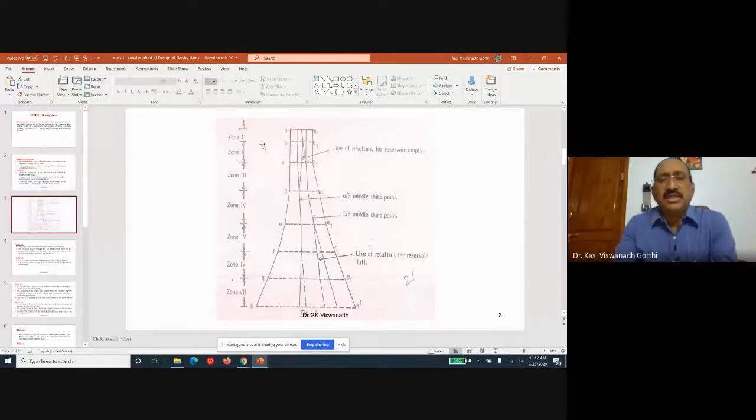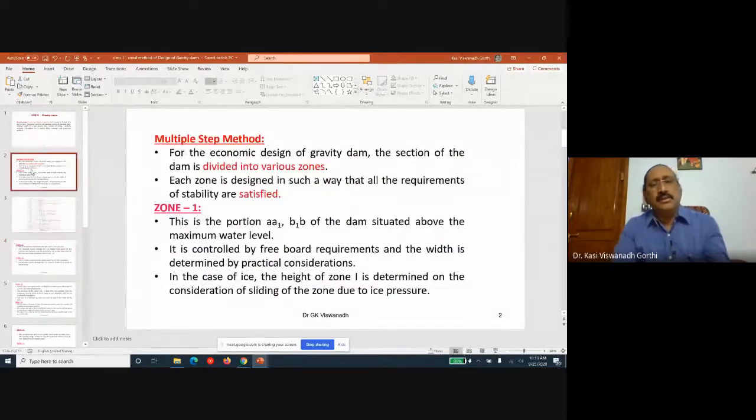Particularly if you see here, zone 1 probably will be up to the freeboard, and zone 2 is where the downstream slope is starting. But in all these cases, the basic idea is the principle of stability is the same. What is that? The resultant must be passing through the middle third point only. It may be maximum to the lower middle third, or minimum up to the upper middle third when the reservoir is empty.